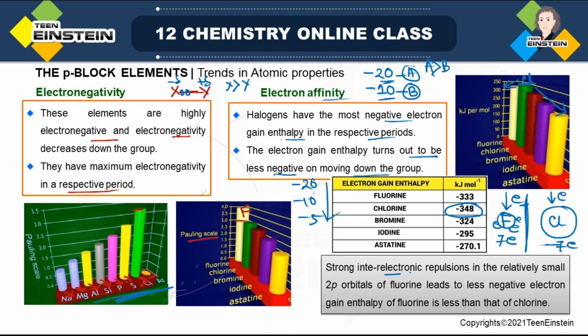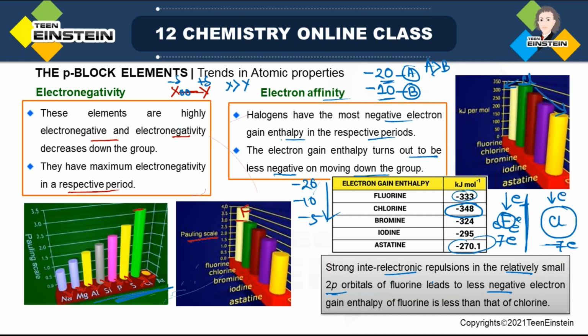There is strong inter-electronic repulsion in the relatively small 2p orbitals of fluorine, because it is from the second period. This repulsion leads to a less negative electron gain enthalpy for fluorine. When the value is less negative, it means the process is not so facile. In case of astatine, it has the least negative value, -270. That means as we move down, metallic property is very high. When you try to add one more electron here, it has no tendency to accept it. So the process is not very facile, and when the process does not occur easily, the energy release will be less.